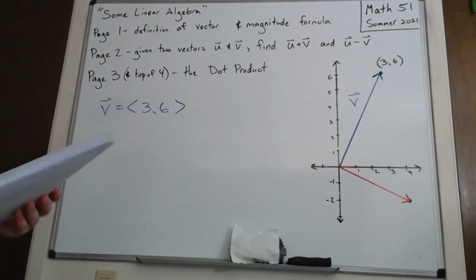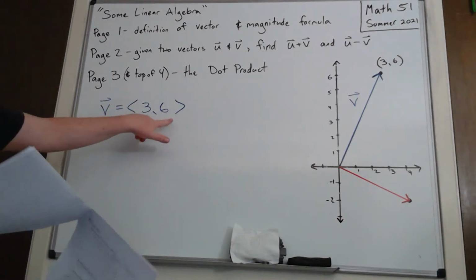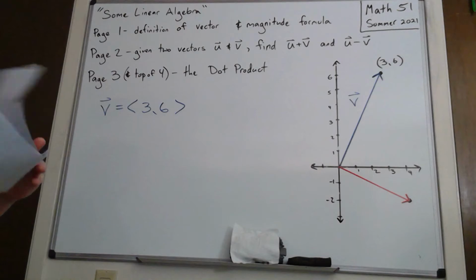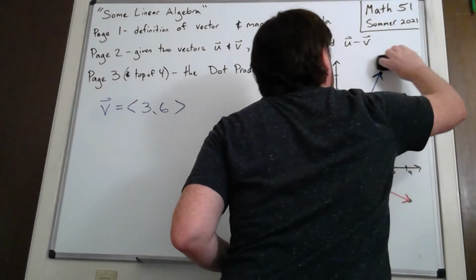But again, don't get scared when you see this on the homework. They tell you, they define the vector. They say, hey, v is (3, 6), and they've got round brackets. So they're just using the round brackets there, even though we've got a vector.